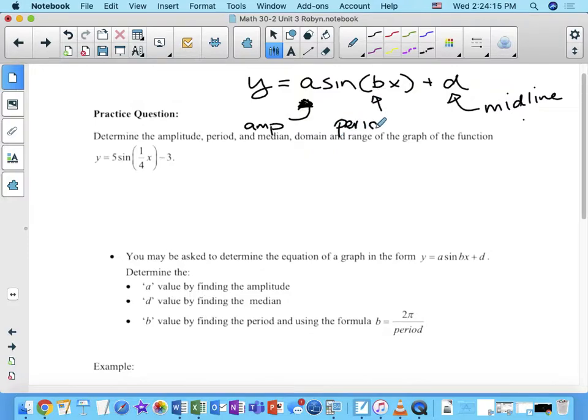Period is 2 pi divided by B. Okay? So let's approach this question here. Determine the amplitude, period, median, domain, and range of the graph of the function y equals 5 sine 1/4 x minus 3. Okay? Now you could graph this and look at it on a graphing calculator, but knowing what we know from yesterday, that's going to take longer. And also, I may do something like, instead of giving you 5, 1/4, and -3, give you letters instead.